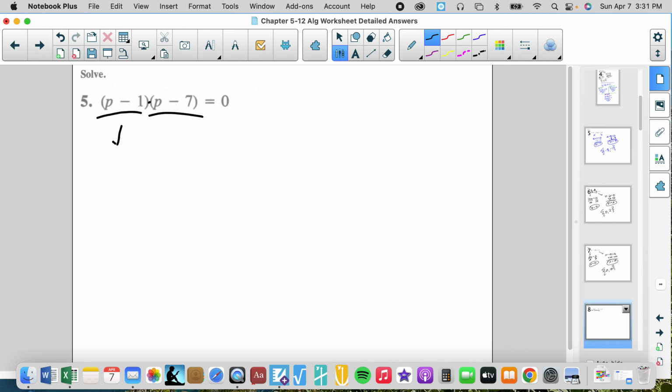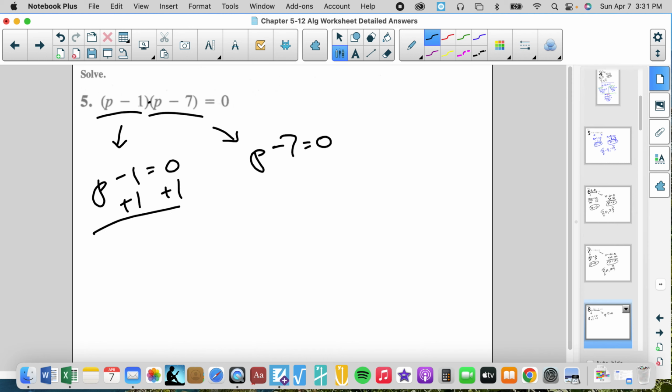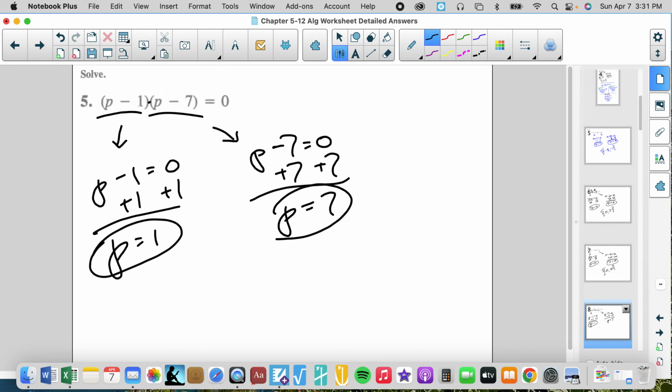that equals 0. So p minus 1 equals 0, p minus 7 equals 0. Add 1, p equals 1. Add 7, p equals 7. Solutions are 1 and 7.